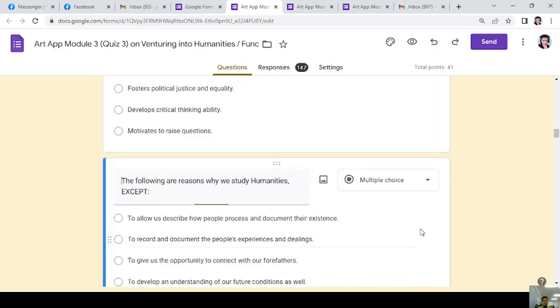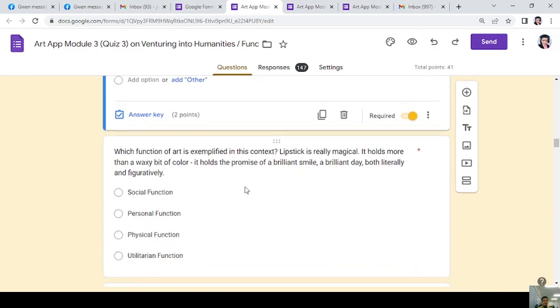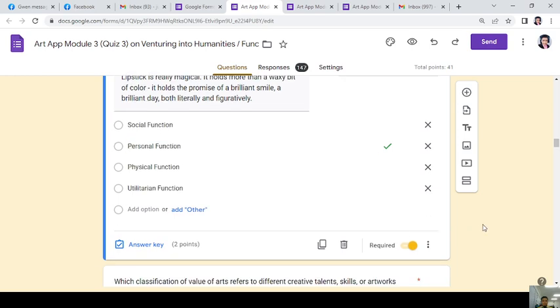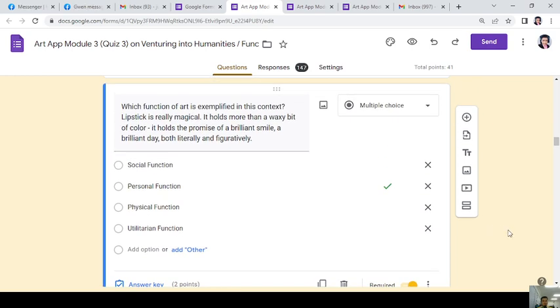Okay, thank you. Next, which function of art is exemplified in this context? Lipstick is really magical. It holds more than a waxy bit of color. It holds the promise of a brilliant smile, a brilliant day, both literally and figuratively. The correct answer, which function? The correct answer is personal function. Okay, personal function. If you answered utilitarian function, that could be considered as well.